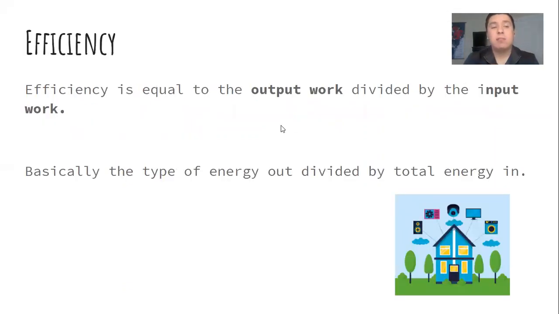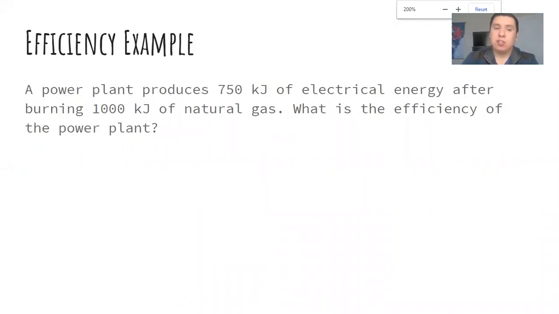So let's give the definition of efficiency. Efficiency is equal to the output work divided by the input work. Basically, whatever total energy we put into the system is in the denominator, and how much we get out is the numerator. So whatever we get out divided by whatever we get in. Let me go over the example. A power plant produces 750 kilojoules of electrical energy after burning 1,000 kilojoules of natural gas. What is the efficiency of the power plant?